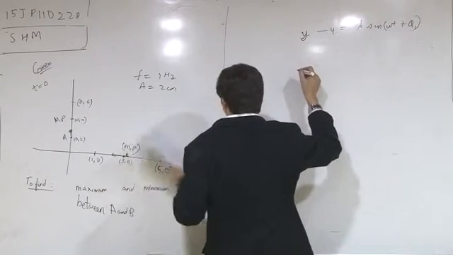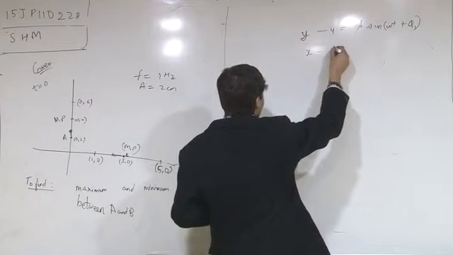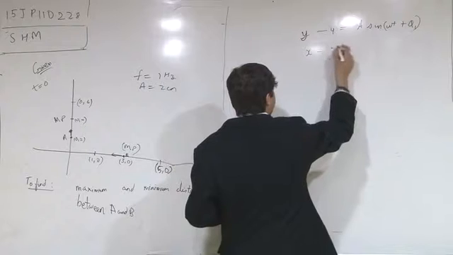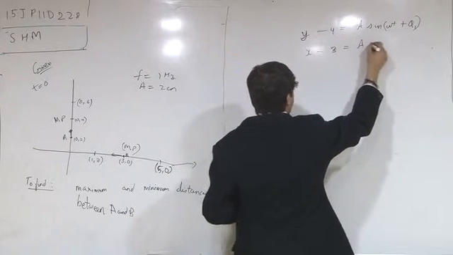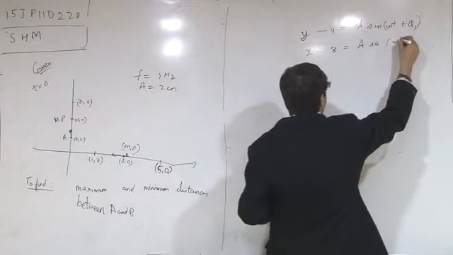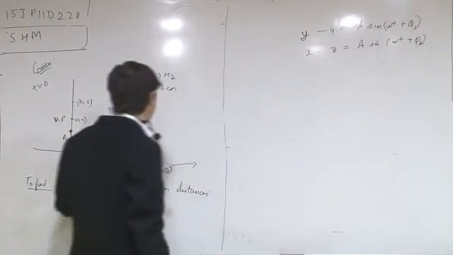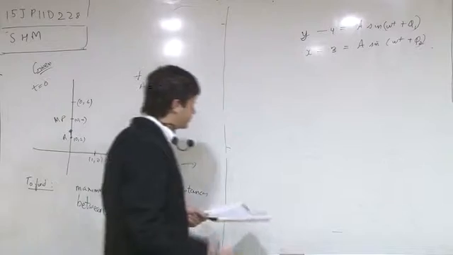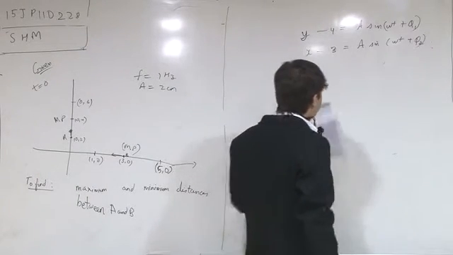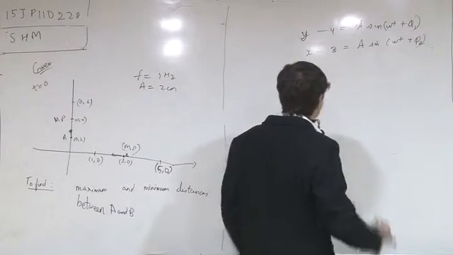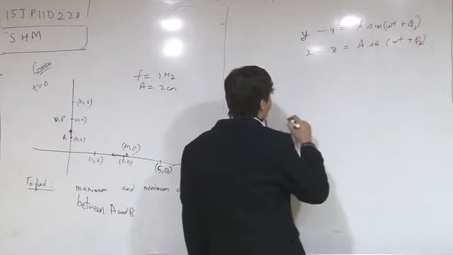And for B I can write x minus 3 is equal to a sine (omega t plus phi 2). We know that the frequency and the amplitude are common for both of these, so these two are given. Let us find the values of phi 1 and phi 2.